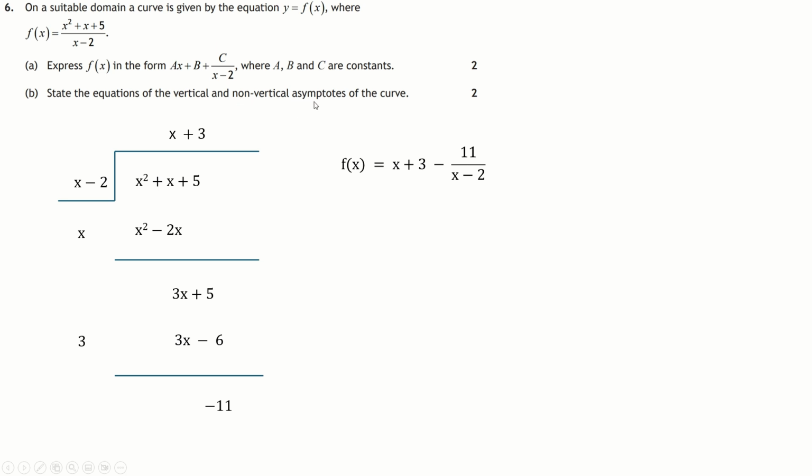As for the non-vertical asymptote, as x gets very large, this term becomes smaller and smaller, because you have 11 over a term that is getting very, very large, which gets close to 0. So as x gets very large, f of x approaches x plus 3. So your vertical asymptote is at x equals 2, and your non-vertical asymptote is at y equals x plus 3.